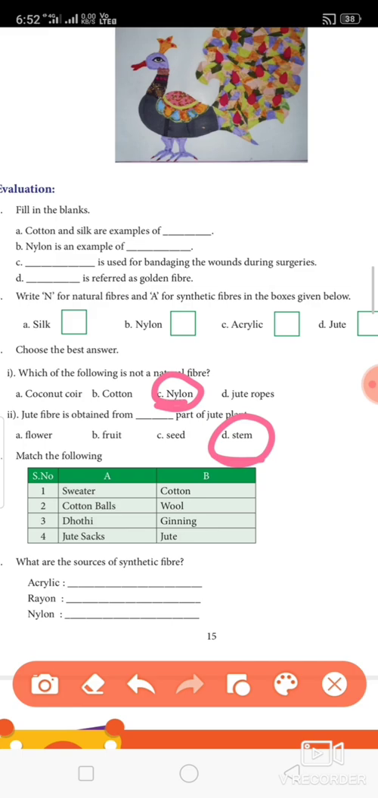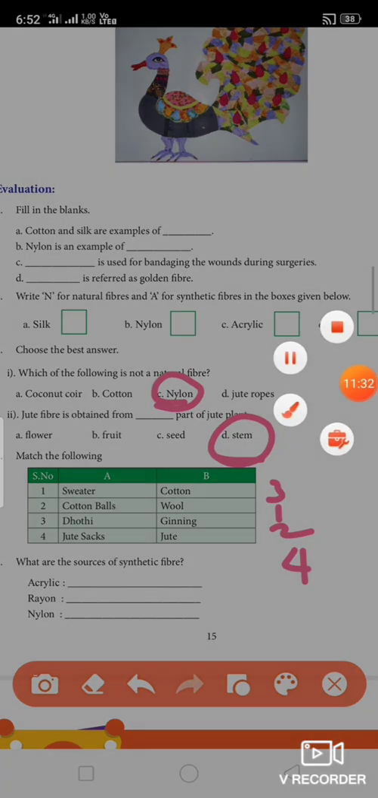Let's see the answer for the match. 3, 1, 2, 4. Sweater, wool, cotton balls, ginning, dhoti, cotton, jute sacks. It is jute. Next we need to see what are the sources of synthetic fibers. Let's see the answer for first and the 5th question now.